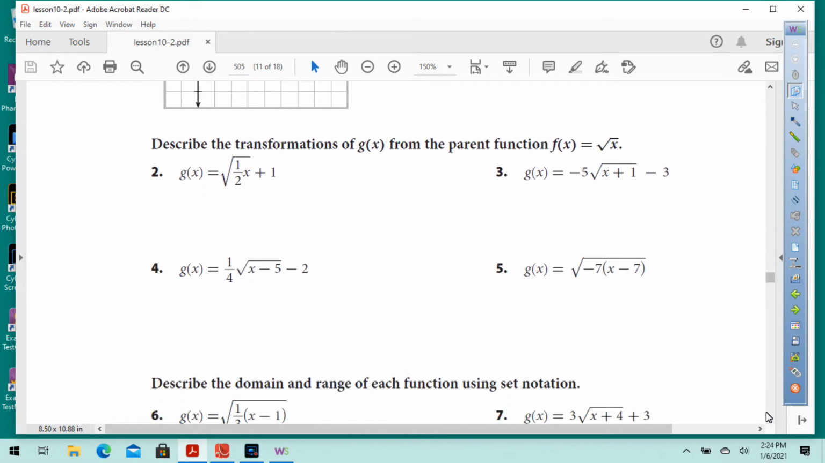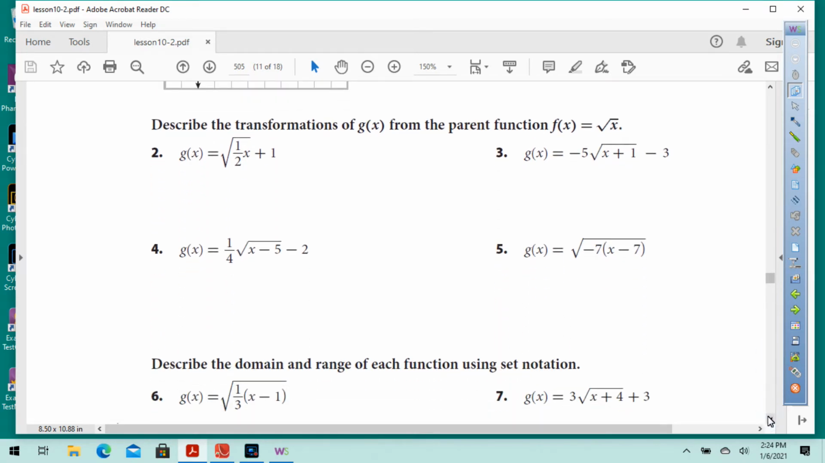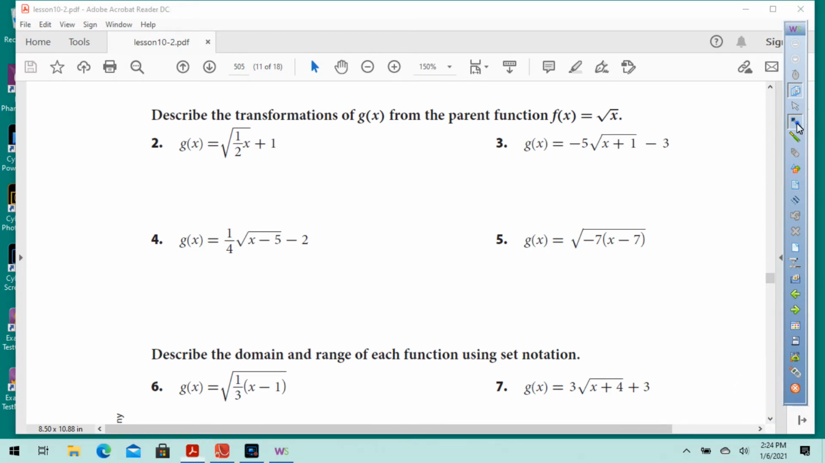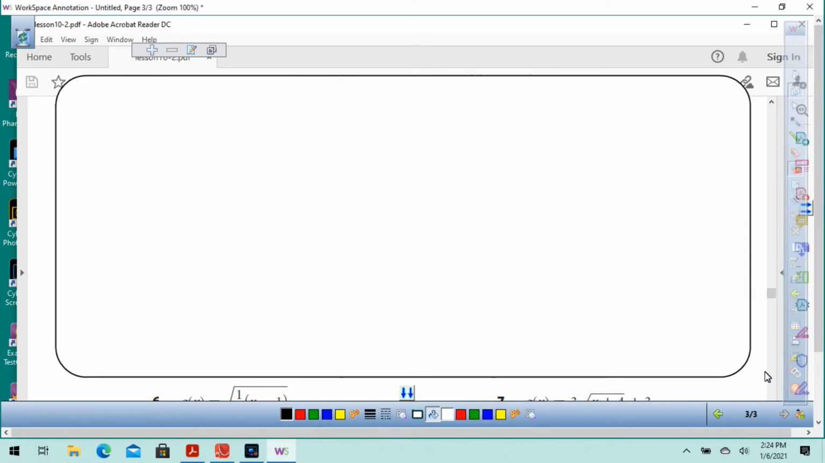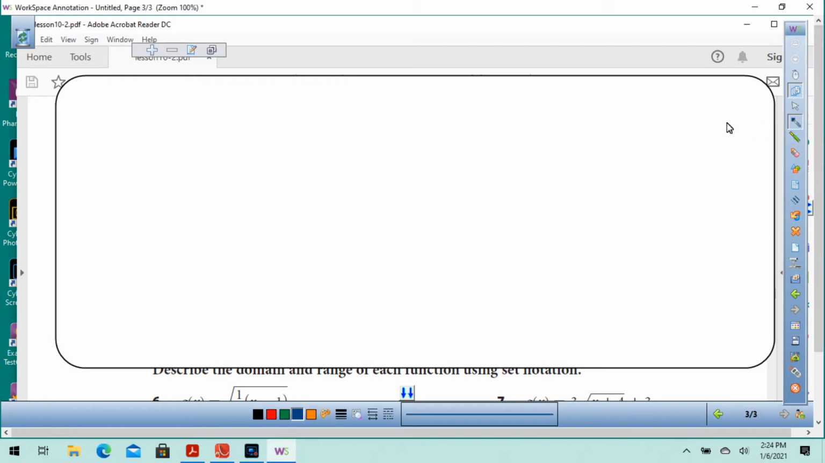Well, let's see here. Number 2, 3, and 4. It says, describe the transformation of g of x from the parent function f of x. Okay, well, let's see here. I think first would be a good time for a few notes. So let's put some notes up there. At this level, we're going to show you two ways. We'll say g of x equals a times the square root of x minus h plus k.